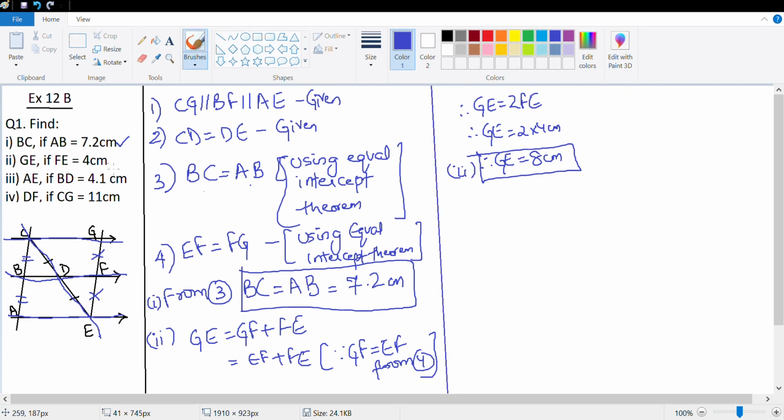Let's look at part 3. AE if BD is equal to 4.1. So BD is given and I need to figure out AE. So now let's look at the triangle ACE. Why am I looking at this triangle? Because I know that B is midpoint, D is midpoint, which means BD will be half of AE. So now let's start writing.